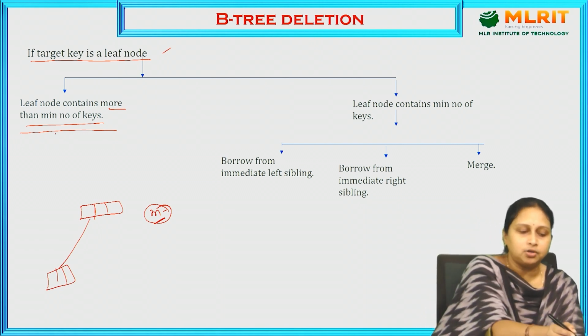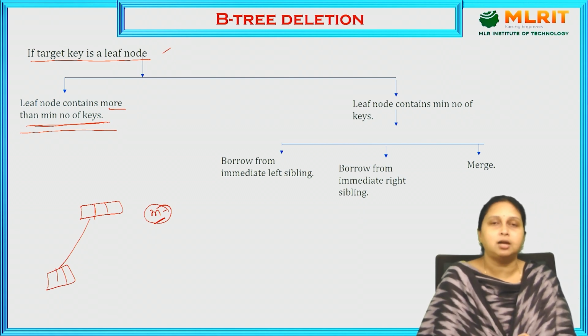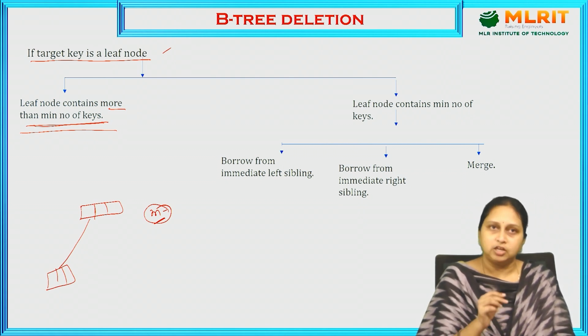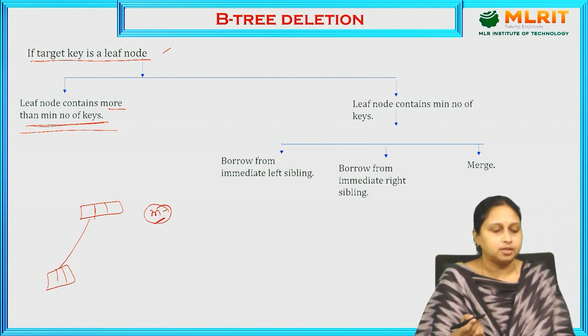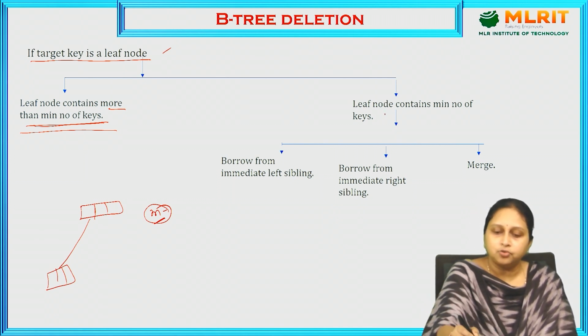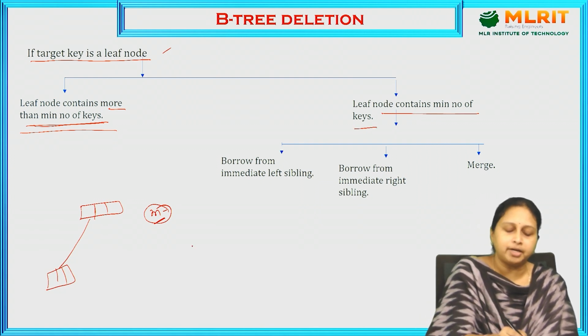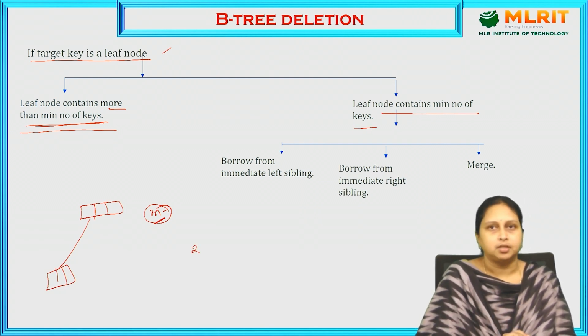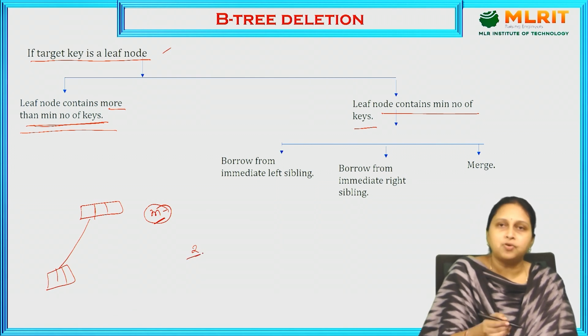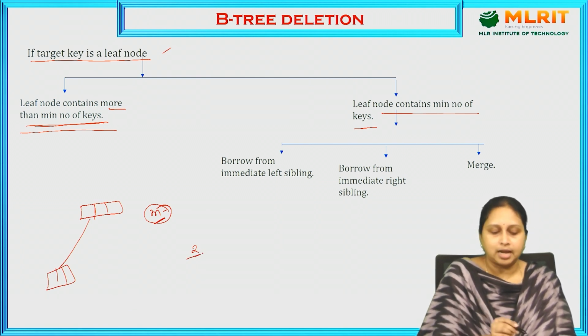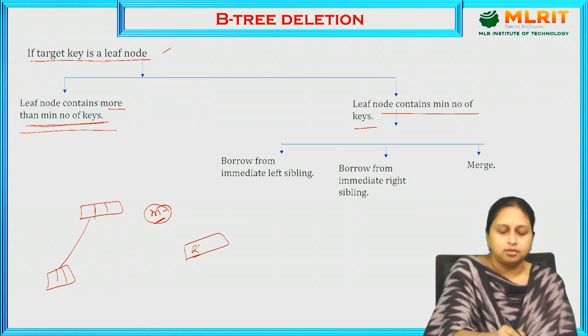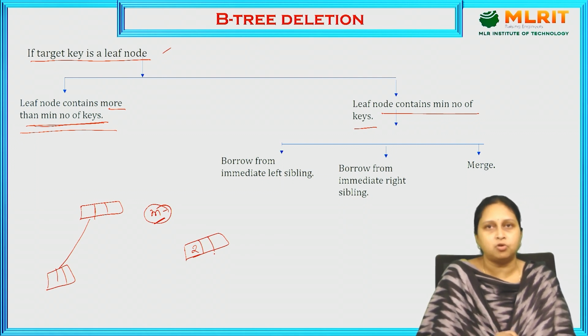And based on that, you can see the leaf node contains more than the minimum number of keys. If more keys are there, then we can delete from the leaf node directly. The other case: the leaf node contains the minimum number of keys. Suppose it should maintain only 2 keys, right? In this case, if I am trying to delete, it has to maintain. That means the leaf node has to maintain the minimum of 2 keys.